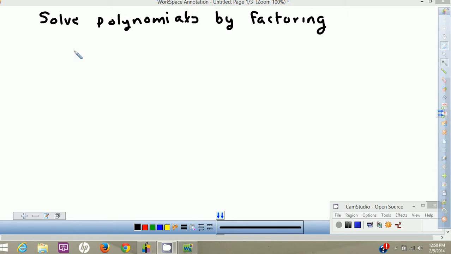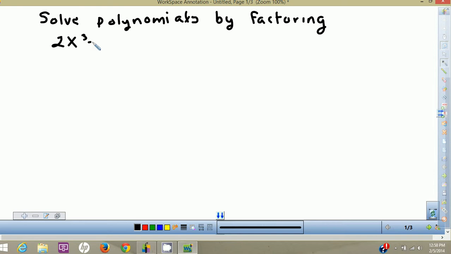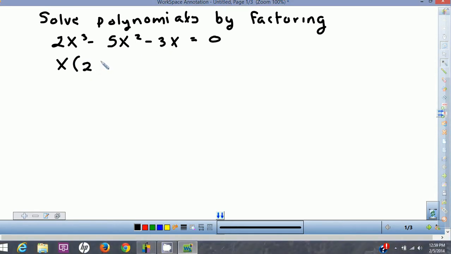So the first thing I'm going to do is look and see, do I have any common factors in my polynomial? 2x cubed minus 5x squared minus 3x equals 0. Do I have any common factors in this polynomial? And I do. The common factor in this polynomial is x. So I'm going to factor it to the front. So x, and then what do I have to multiply x by to end up back with my original? Well, 2x squared minus 5x minus 3. I've simply factored out the common factor. Remember, always factor out the common factor first.